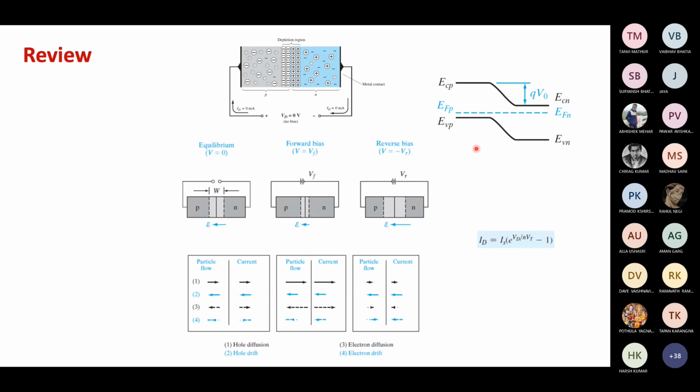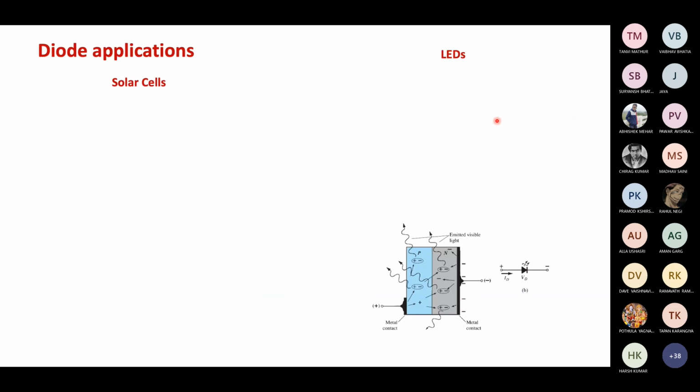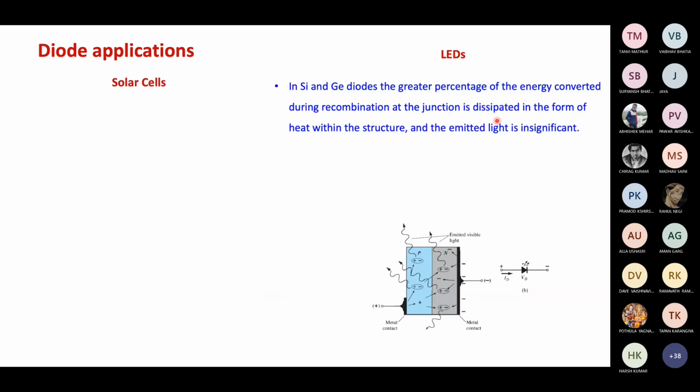But if the doping is different, then the cut-in voltage may be different as well. So it may also happen that the cut-in voltage for a high band gap material may be less because the doping might be less as well. Okay. Is it clear? Yes.